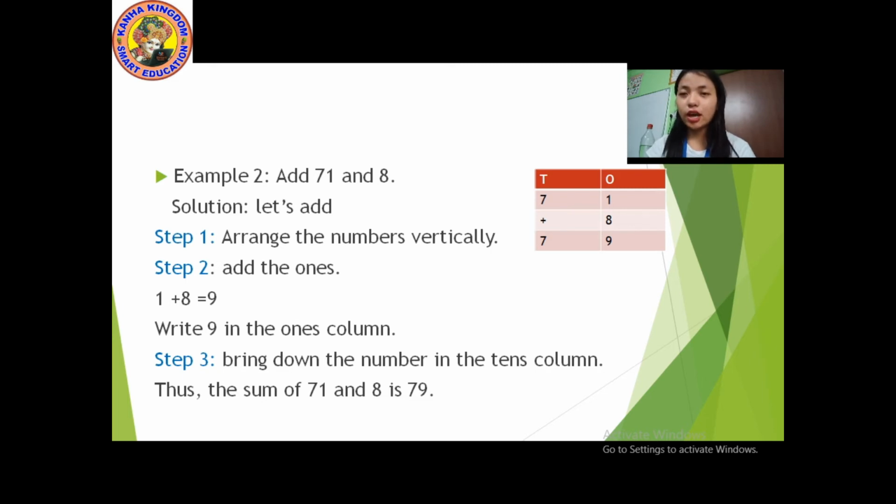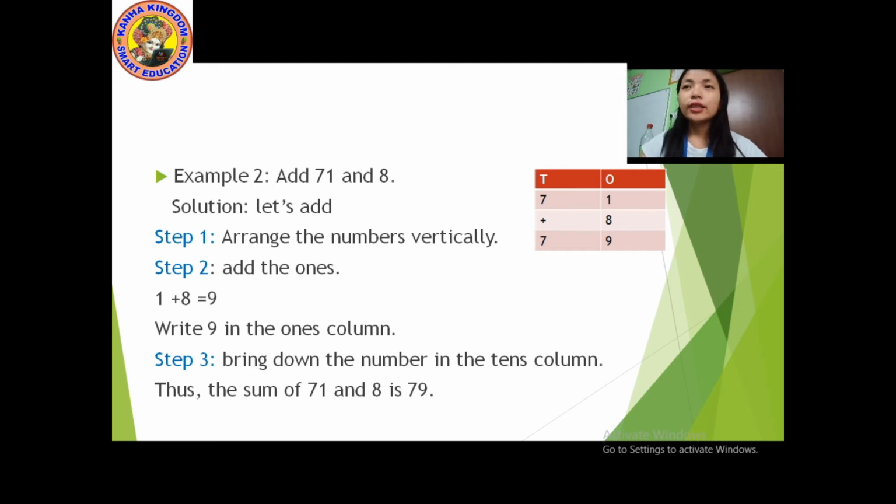Now we completed step 2. Now we will move towards step 3. Step 3, bring down the number in the tens column. So see, in the number 71, 7 is in the tens column.